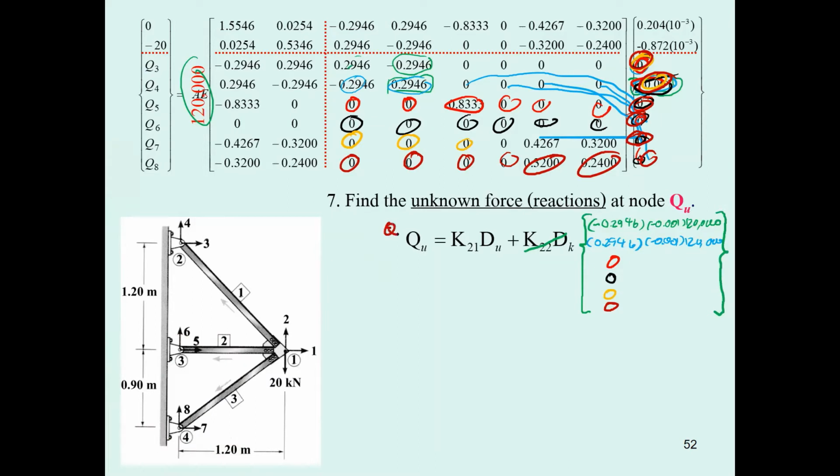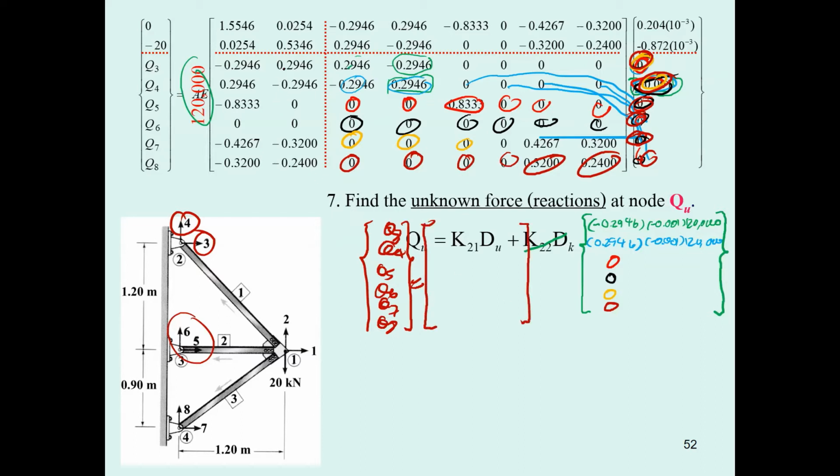You got this one for Q3, Q4. Only 2 of that. And then what we have is going to be Q5, Q5, Q6, Q7, and Q8. And this is going to be times your K21, K21 going to be here, and then this is going to be your D1, D2.